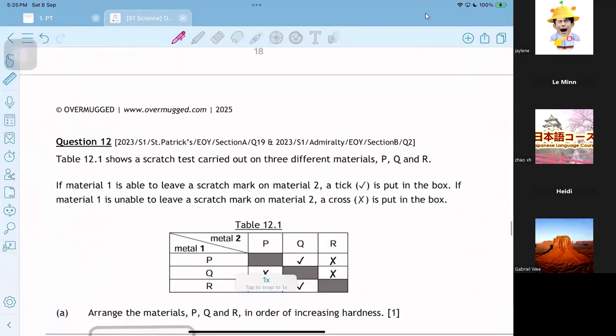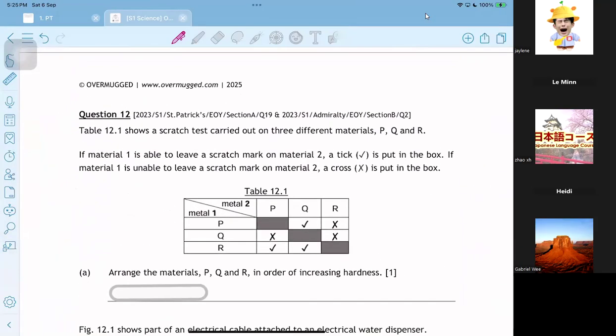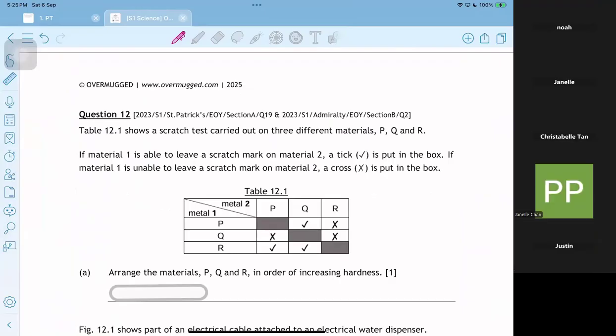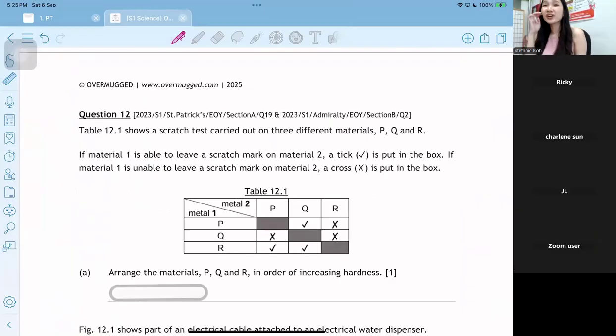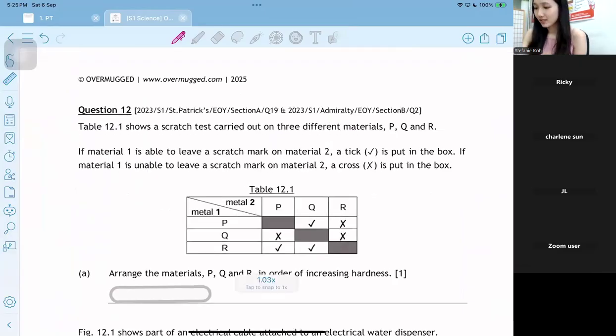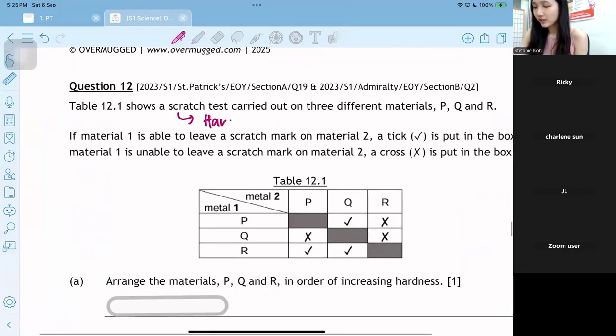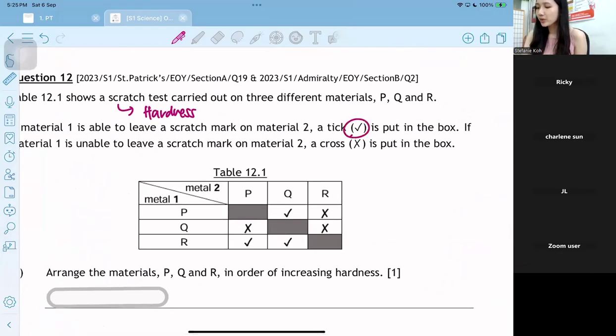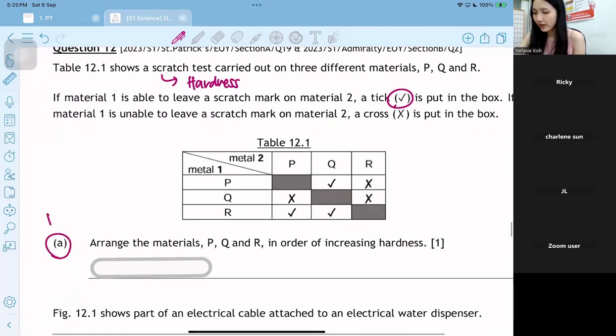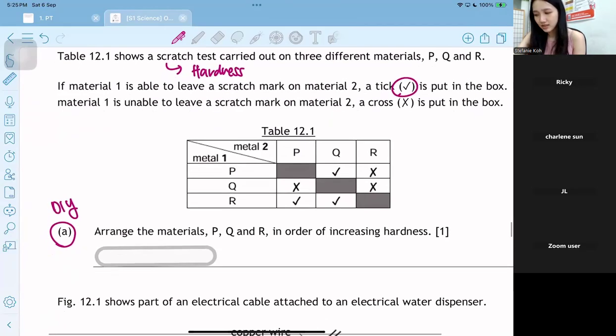Okay, let's look at question 12. One material is able to leave a scratch on the other. So what are we testing for? What's the physical property that you can scratch? Hardness. Scratch test. Testing for hardness. If you can leave a scratch, we will put a tick. If not, it's a cross. So look at the table and DIY, go and arrange in order of increasing hardness.